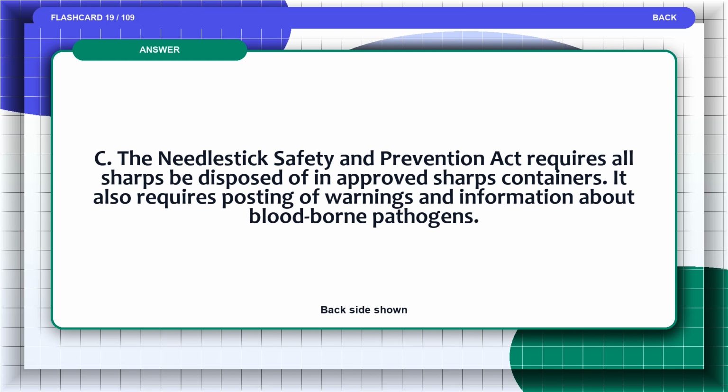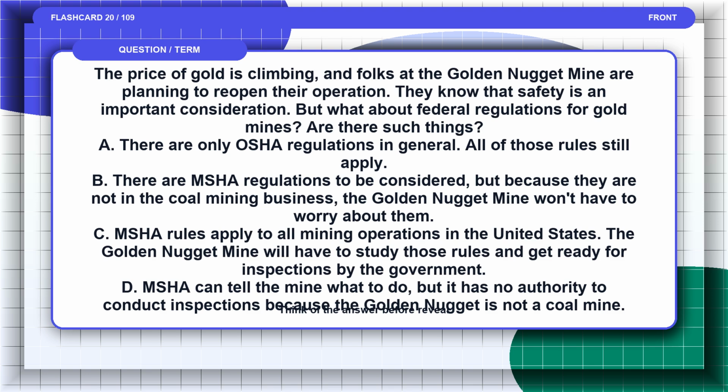The answer is: the Needle Stick Safety and Prevention Act requires all Sharps be disposed of in approved Sharps containers. It also requires posting of warnings and information about bloodborne pathogens. Flashcard 20. The price of gold is climbing, and folks at the Golden Nugget Mine are planning to reopen their operation. They know that safety is an important consideration. But what about federal regulations for gold mines?